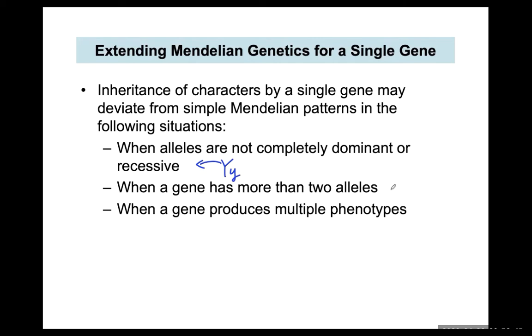alleles for one character. For example, your blood type: A blood type, B blood type, AB blood type, and O blood type. So there is a gene for blood type, but the phenotype appears as what? Four types of blood. And then there are three kinds of alleles. So more than two alleles. Some other cases are when a gene produces multiple phenotypes. It's a single gene, but this single gene really is kind of a cascade phenomenon. One gene influences many phenotypes. Those cases do not exactly follow Mendel's law.